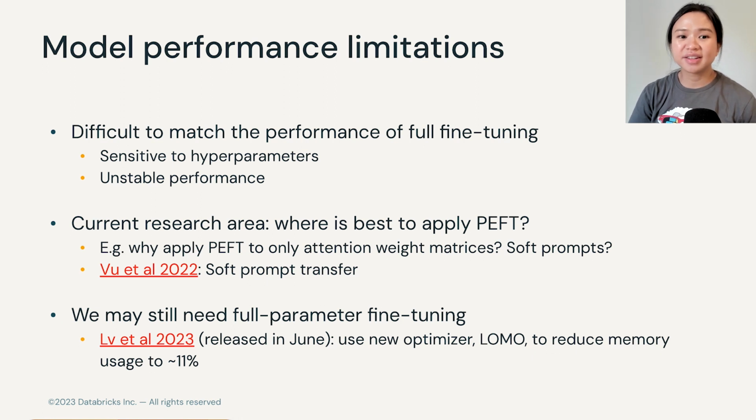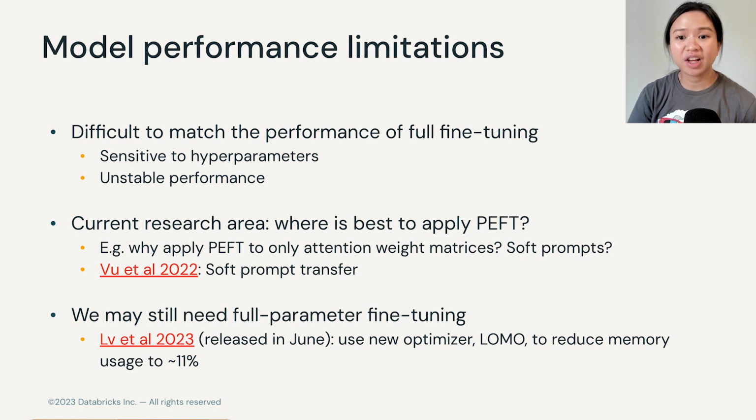Even though in many instances they can match the performance of full fine-tuning, it is really hard to have stable performance that can outperform full fine-tuning all the time, because PEFT can be very sensitive to hyperparameter changes. It is also not very clear why we choose to use PEFT where we use them currently. For example, why do we only apply PEFT to attention weight matrices? And perhaps we should not give up on full parameter fine-tuning yet.